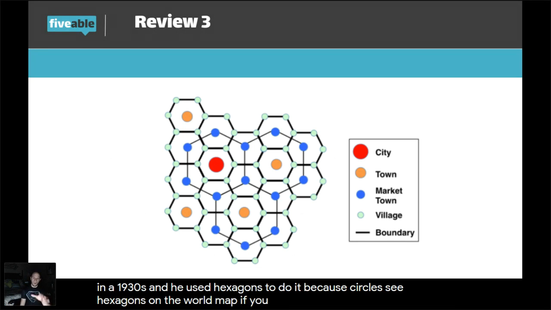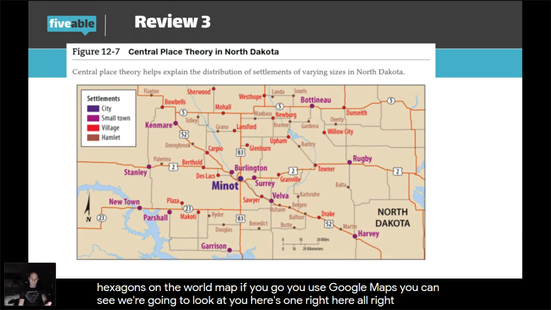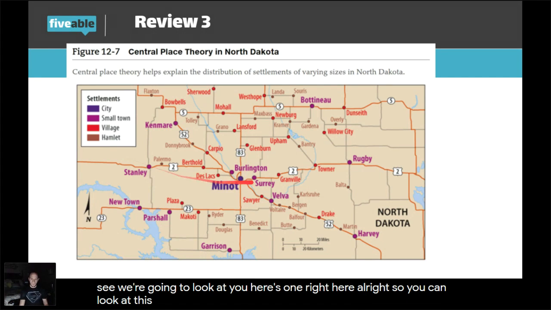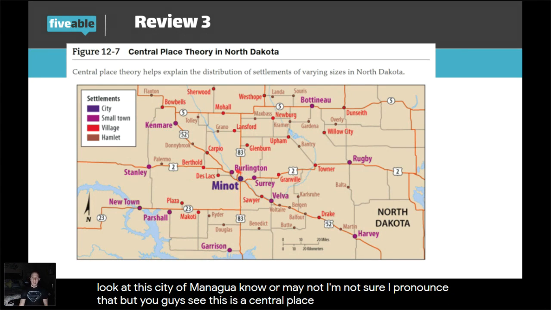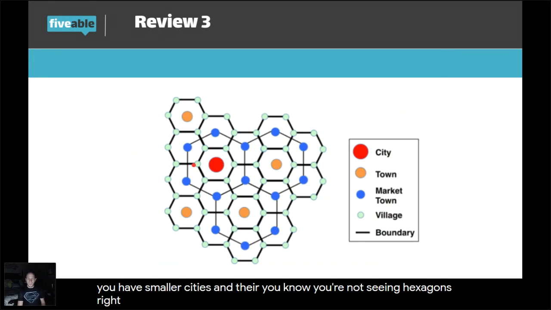If you go and use Google Maps, you can see, and we're going to look at a few. Here's one right here. You can look at this city of Minot, I'm not sure how to pronounce that, but you're going to see this is a central place, and then on the outside of this you have smaller cities, and you're not seeing hexagons, right? The hexagons are used to demonstrate the phenomenon that the model is trying to portray.